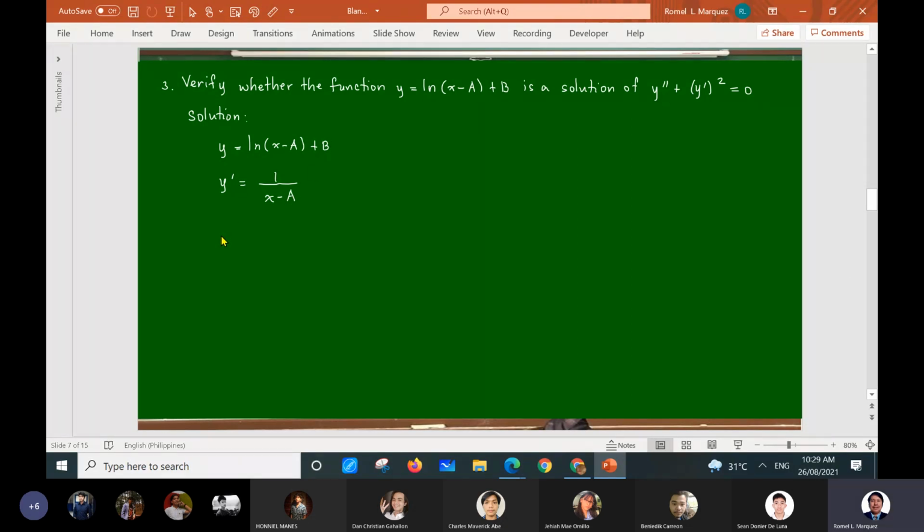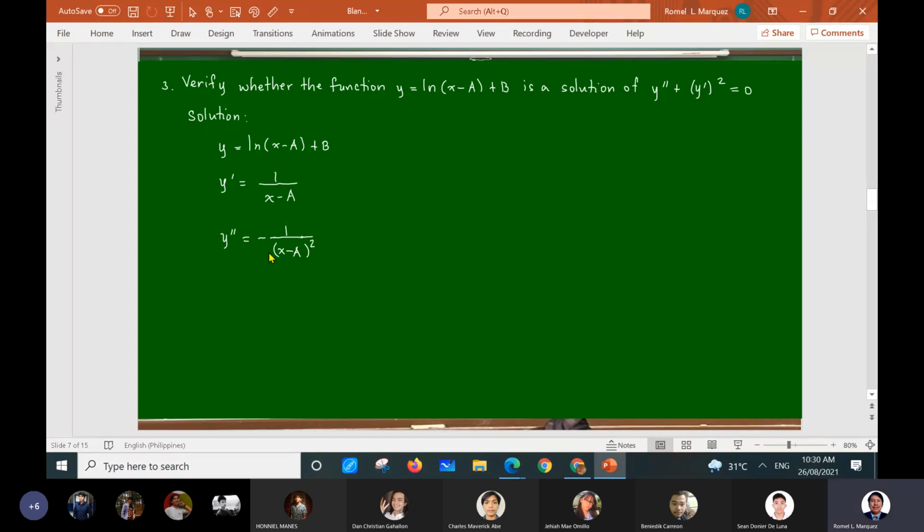What about the second derivative? That is a quotient, no? Constant over function. Negative 1 times the derivative of the denominator, which is 1, all over the square of the denominator. Okay? Is that clear, guys?